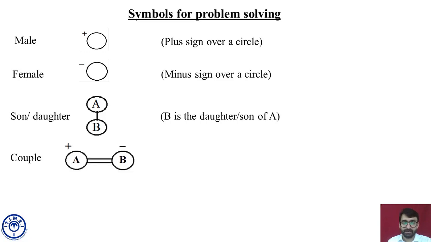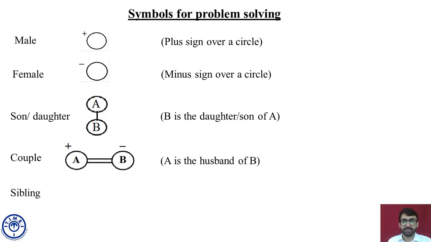Couples. One male, one female, one circle with plus sign, one circle with minus sign, and two lines parallel to one another represent a couple. How do I read this? A is husband of B.